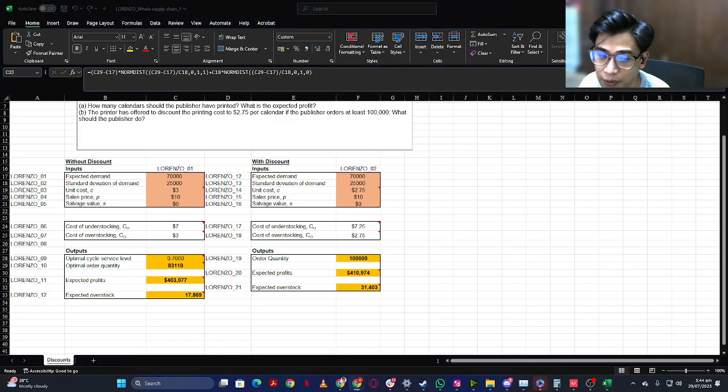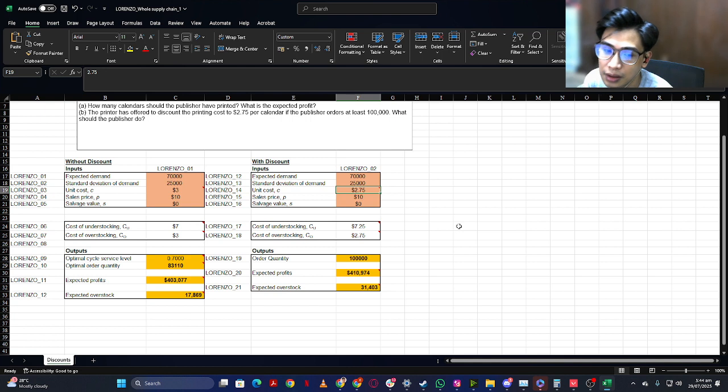Now for the printer. The printer offers a discount of $2.75 per calendar if the publisher orders at least 100,000 calendars. So we have to update our values. The unit cost should be 2.75, the sales price should be $10, and the salvage value is still 0. But we have an order quantity of 100,000. Now we have to recalculate our cost of understocking and overstocking.